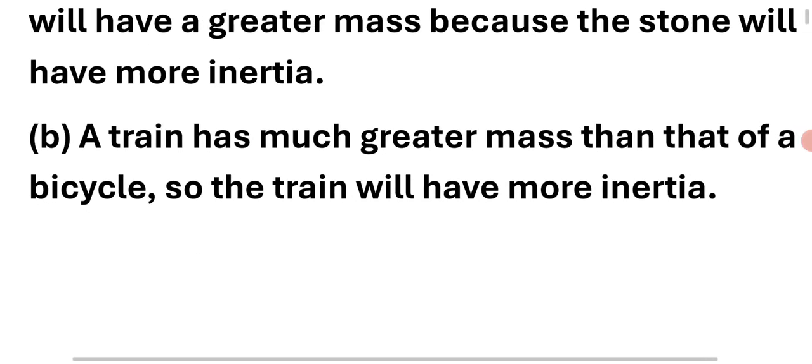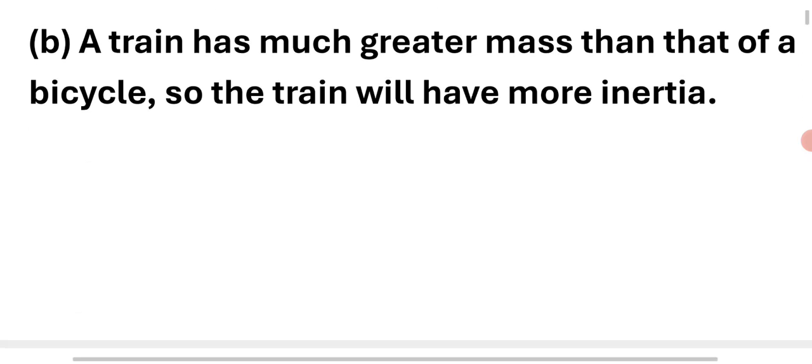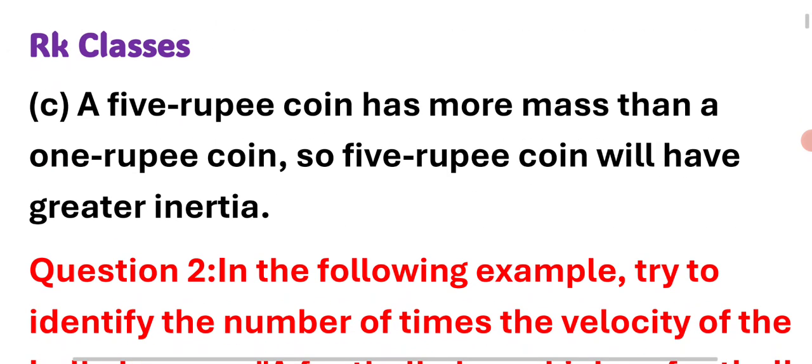Second answer, a train has much greater mass than a bicycle, so the train will have more inertia. Third one, a 5 rupee coin has more mass than a 1 rupee coin, so the 5 rupee coin will have greater inertia.